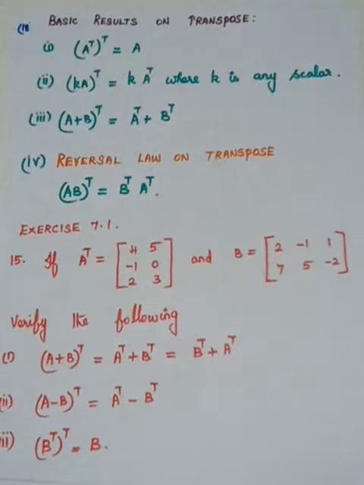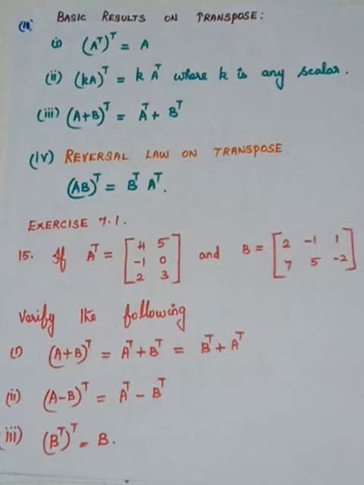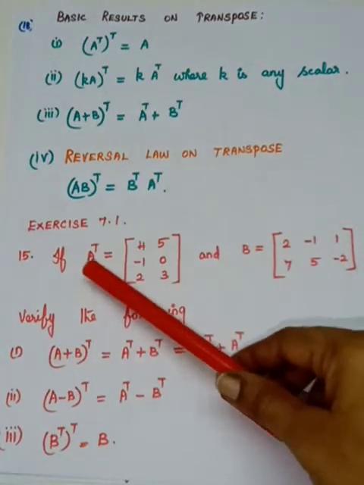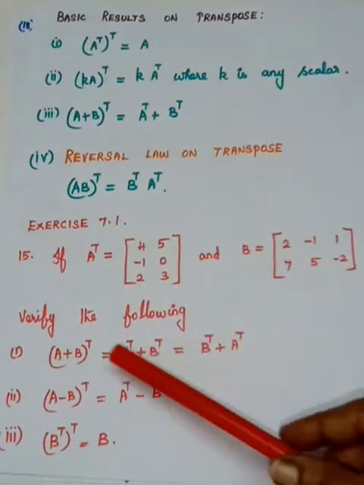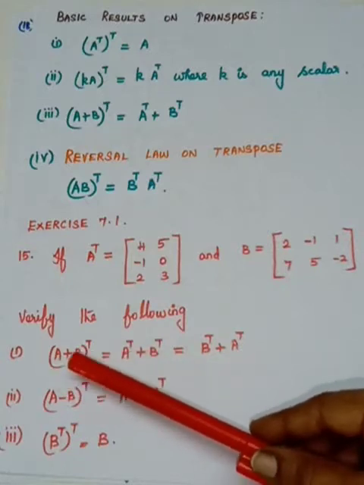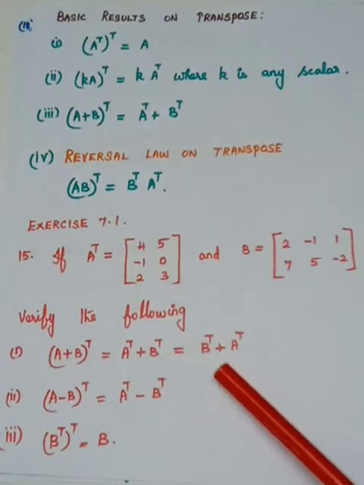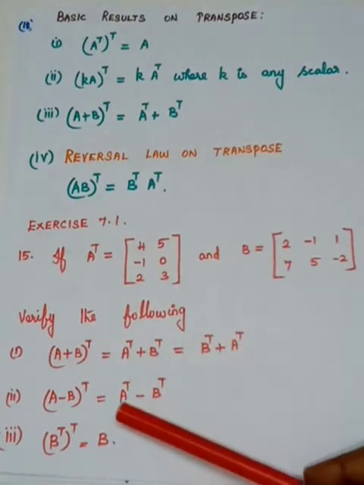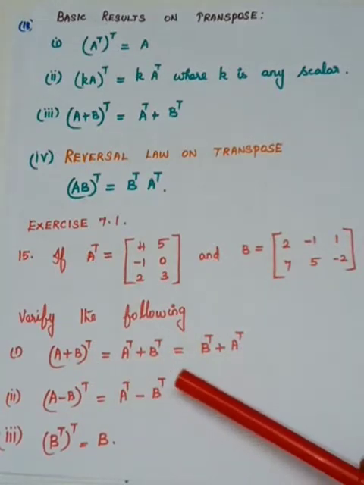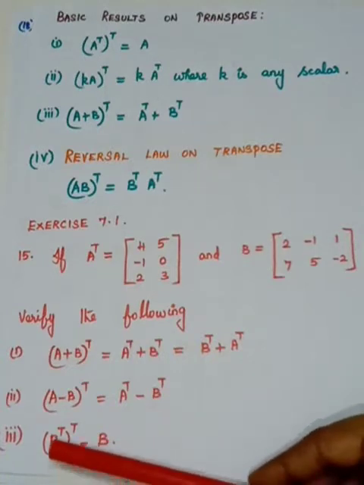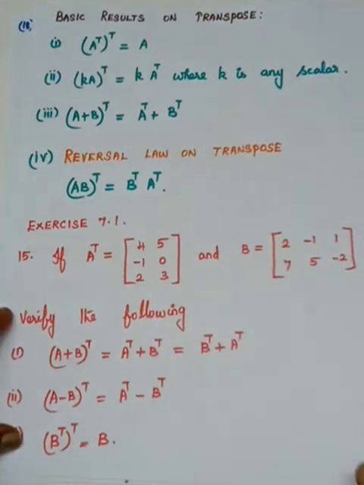So now we are going to see the problems involving transpose. Exercise 7.1, 15th problem. If A transpose is given and matrix B is given, you are going to verify the following. A plus B the whole transpose is equal to A transpose plus B transpose, which is equal to B transpose plus A transpose. The second one, A minus B the whole transpose is equal to A transpose minus B transpose. The third one, B transpose the whole transpose is equal to B. So we are going to verify these three results.